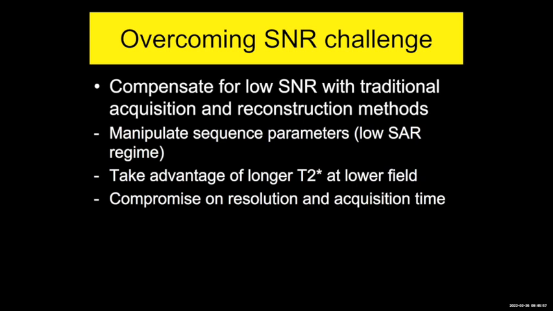There are a couple of ways we can think about addressing these issues. We can manipulate sequence parameters. Again, as Adrian talked very well about, we are in a low SAR regime, so maybe we can modify some of our sequences to get more information content per unit time. We can take advantage of the longer T2 star at lower field. And then maybe we can compromise on some of the resolution and acquisition time, such that we can find a sweet spot where we can still perform diagnostic imaging with a longer acquisition time.